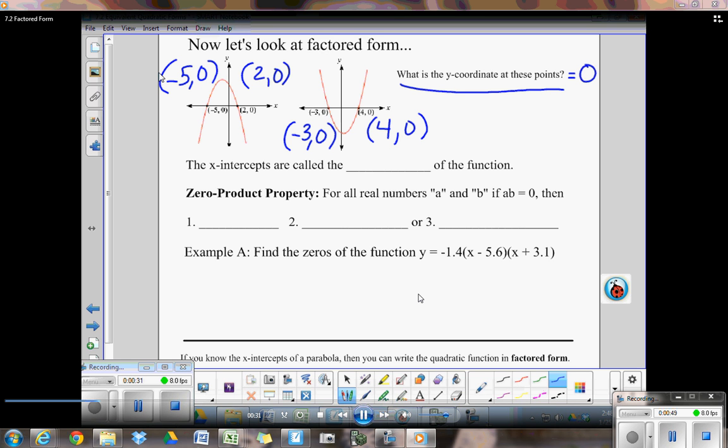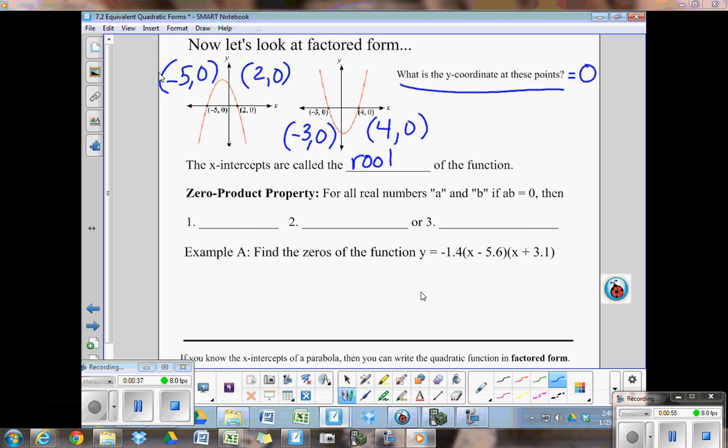These x-intercepts have other names, synonyms, if you will, and one would be the roots of the function. We call these the roots, the x-intercepts, or the zeros of the function. All those terms mean the same thing. So you will often hear me call them one of those things: roots, zeros, or x-intercepts.